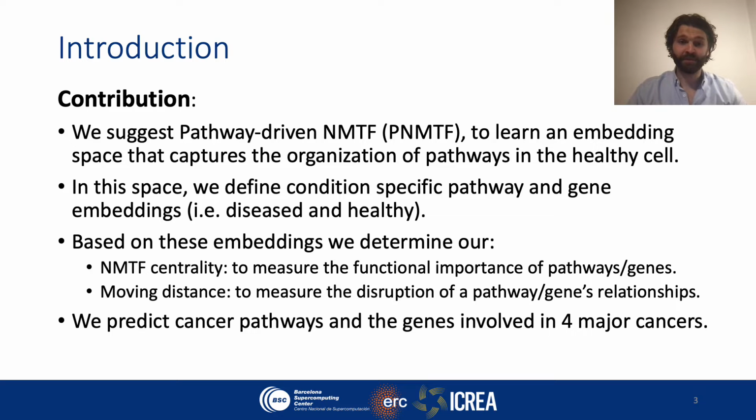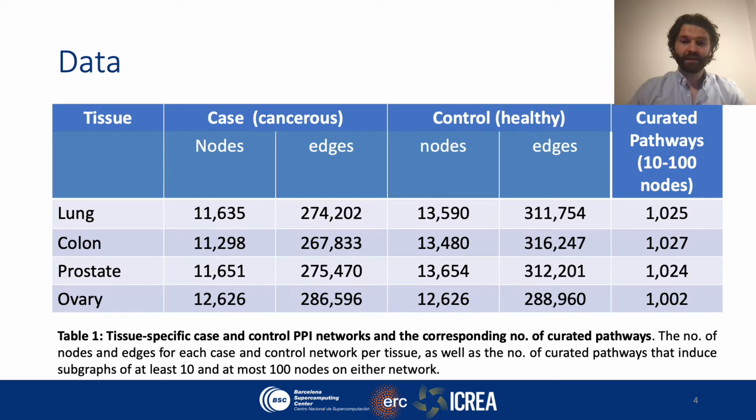Then, based on these embeddings, we can compute two heuristics in this space. Our NMTF centrality, which measures the functional importance of a given pathway or gene, and our moving distance, which for a given pathway or gene measures the functional disruption of its relationships within the cell in cancer. We apply both heuristics then to go on and predict cancer pathways and the genes that are involved in 4 major cancers. These are our data.